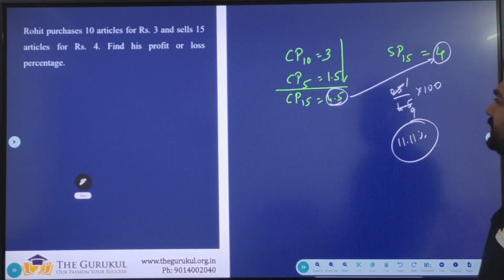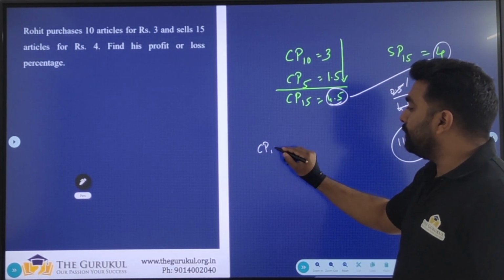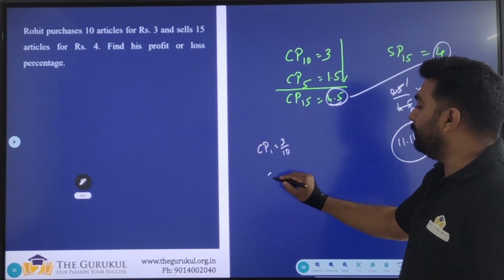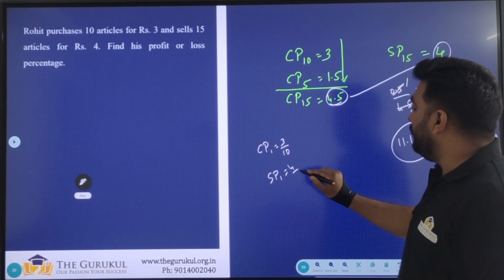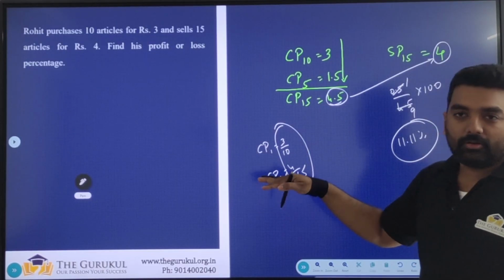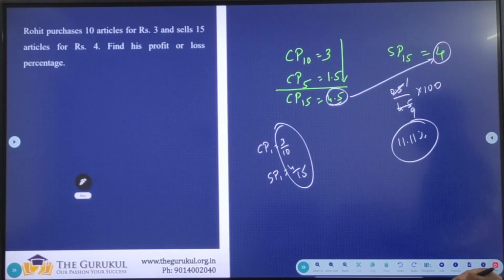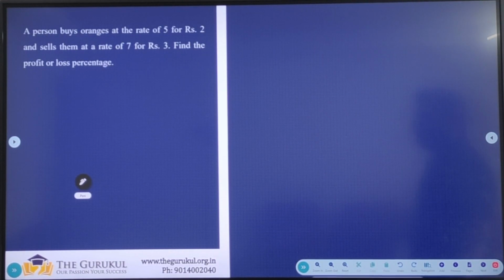The other thing we can do is I can directly start with cost price of one article will be equal to 3 by 10 rupees. Selling price of one article will be 4 by 15 rupees. Again, that will go into decimals and everything. I'm not very comfortable with the decimals, so I'm not taking that. It's all your personal choice, whatever you prefer.